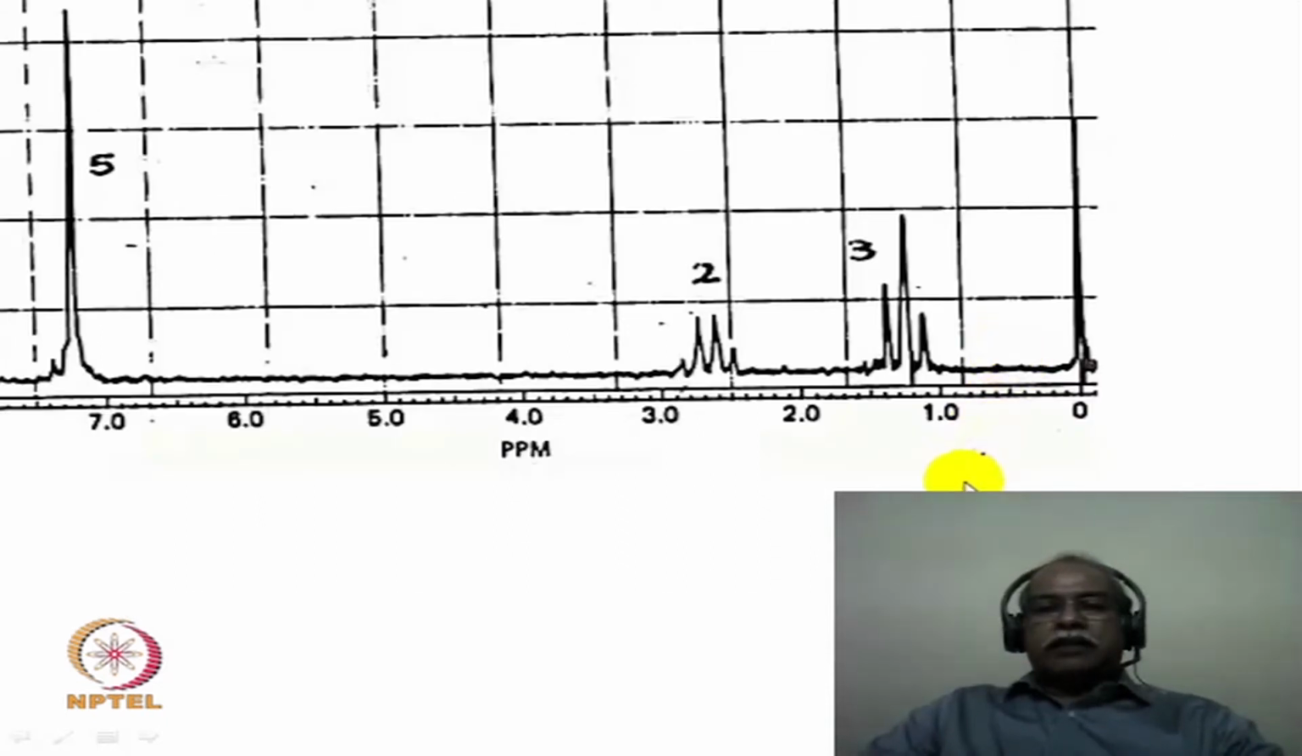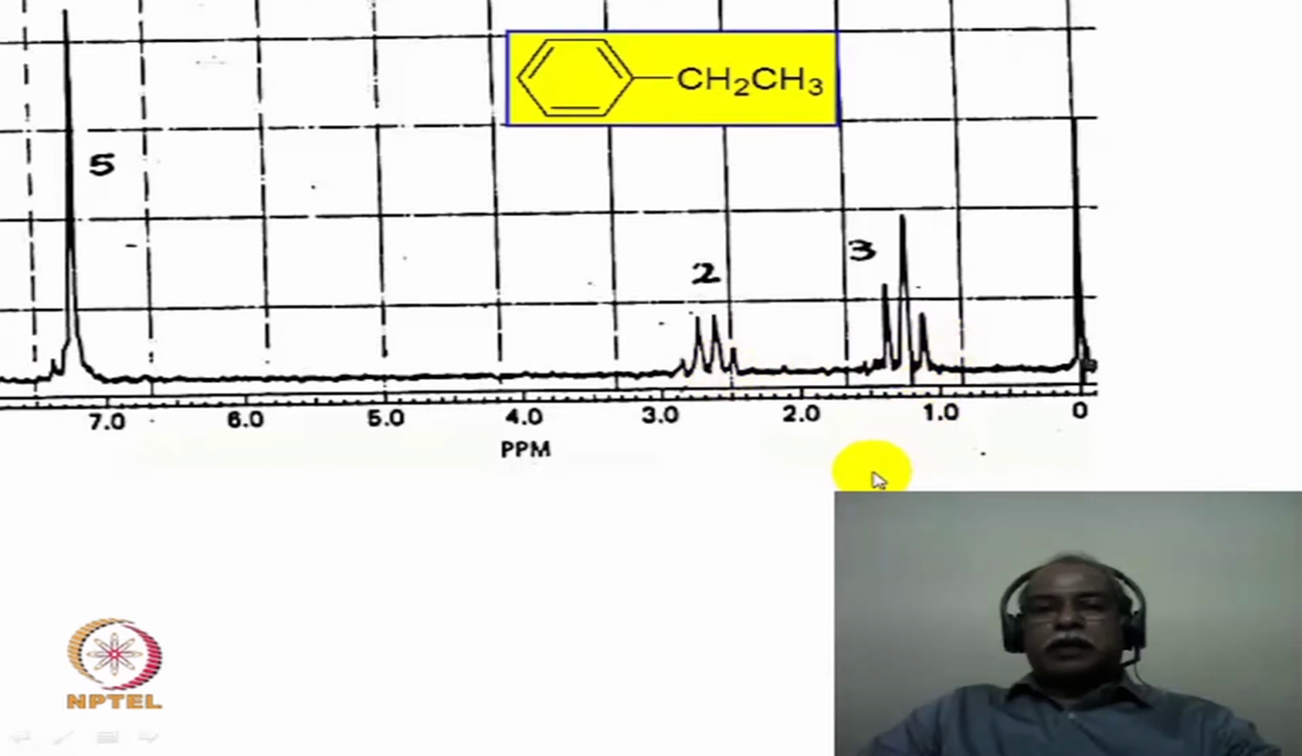Now let us identify this particular compound. This is a fairly simple compound. You can see here 5 hydrogen intensity in the aromatic region, which would correspond to a monosubstituted phenyl derivative. Then a quartet and a triplet are seen, so this should be an ethyl group. So most likely the compound is ethyl benzene, and that's what is seen in this particular spectrum. This is a spectrum of ethyl benzene.